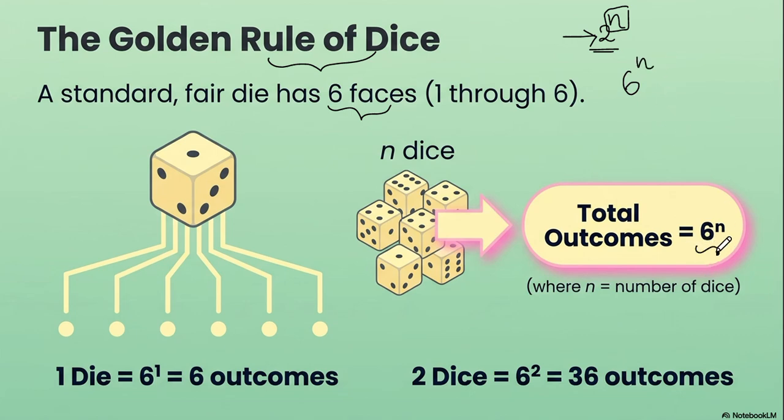Okay. So suppose the question is, if you are throwing 1 die, then the total number of outcomes will be 6 to the power 1, which is nothing but 6. If you are throwing 2 dice together, then 6 to the power 2, which is nothing but 36. So the general formula to find the total number of outcomes is 6 to the power n. For throwing a single die, we have a total of 6 outcomes. For 2 dice, we have a total of 36 outcomes.